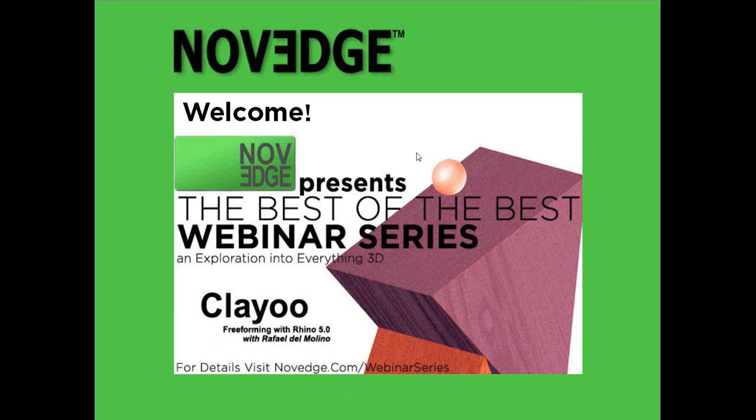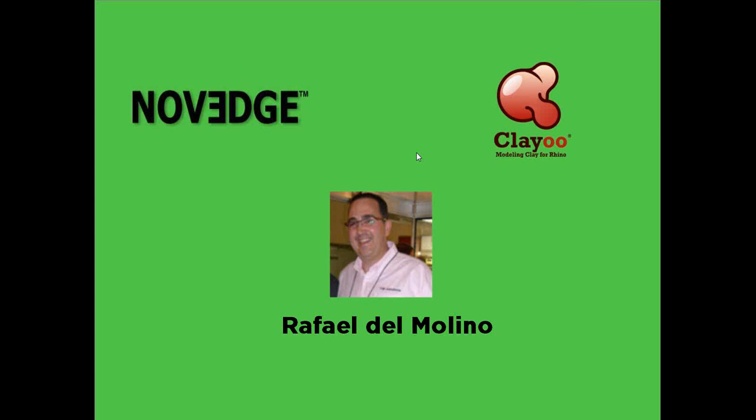But today we are very excited to have with us Rafael Del Molino in our latest Novedge webinar, Best of the Best webinar series. Today's episode 61. We're going to be talking about Clayoo. Now, it doesn't matter if you start from a sketch, curve, or a 3D object. The new Rhino design plugin developed by TDM Solutions allows you to pull, push, and move an ideal until it becomes true. Using some of the most advanced subdivision algorithms, this plugin will enable industrial designers, architects, and jewelry designers to easily create and define their designs.